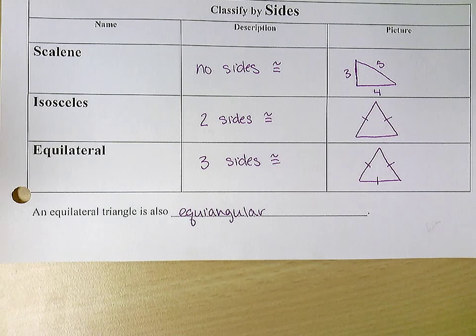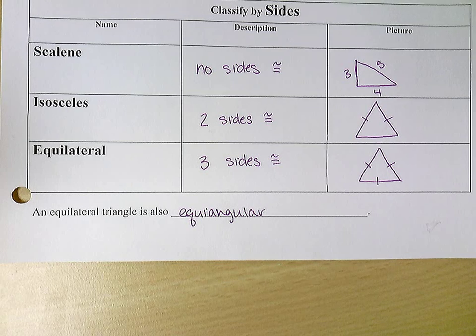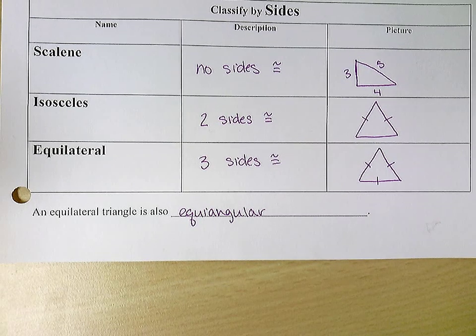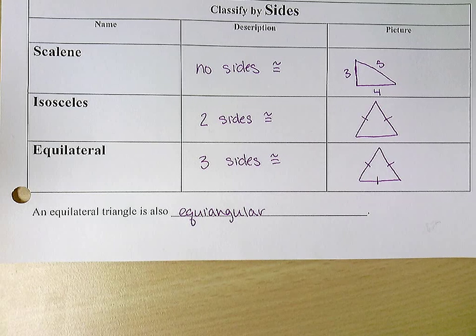All right, then flip it over. At the very top there, I want you to classify each triangle as acute, equiangular, obtuse, or right. So you're classifying these triangles by their angles. I want you to do 1 through 6. Classify those triangles by their angles.